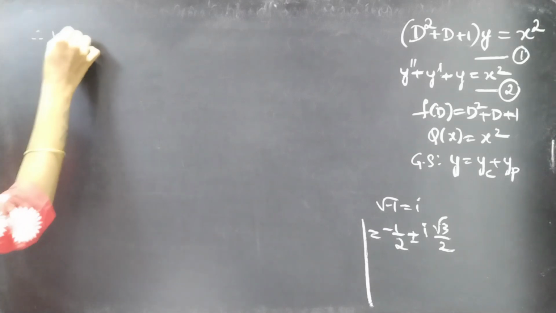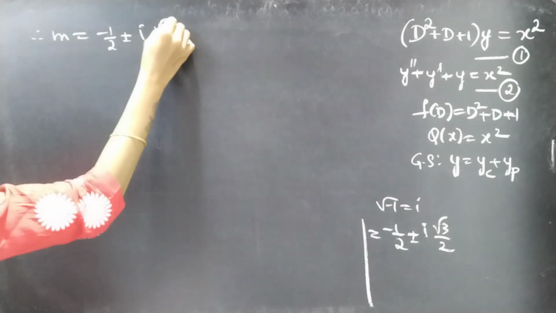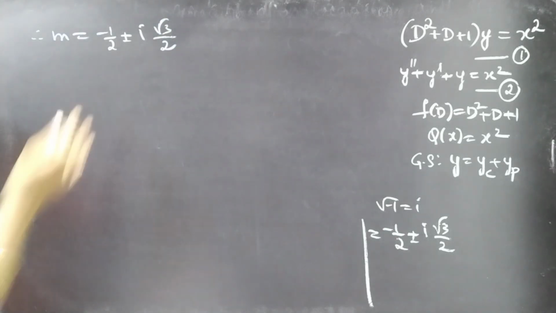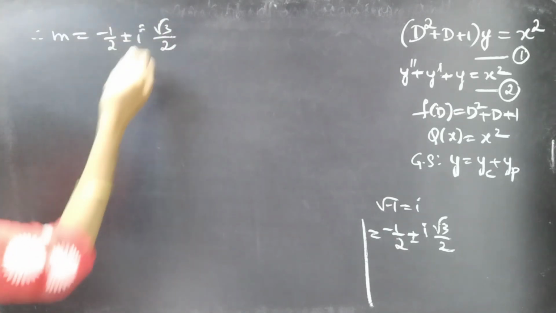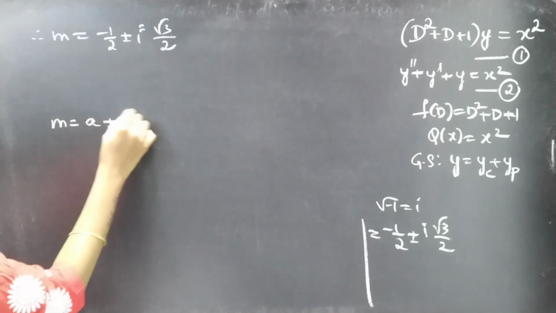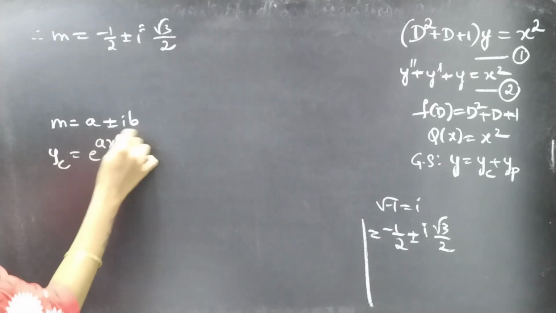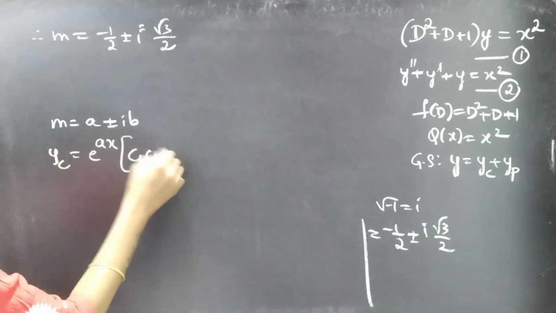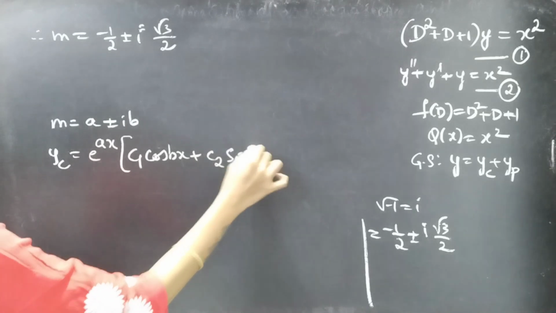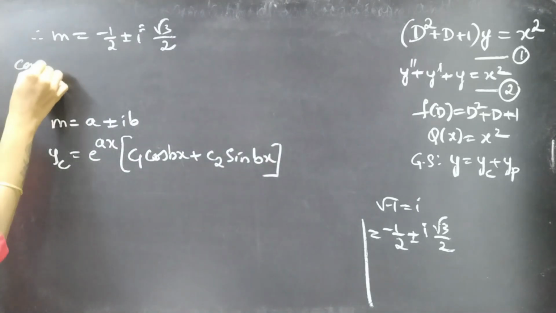Therefore m = -1/2 ± i √3/2, right? Fine. We know that when m = a ± ib, yc looks like yc = e^(ax) (c1 cos bx + c2 sin bx), right? Now using this, we'll write the complementary function to our problem.